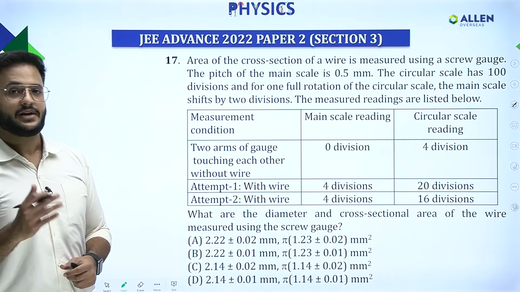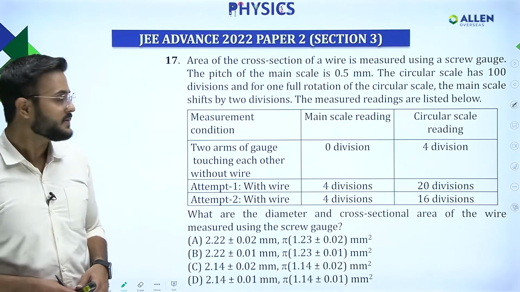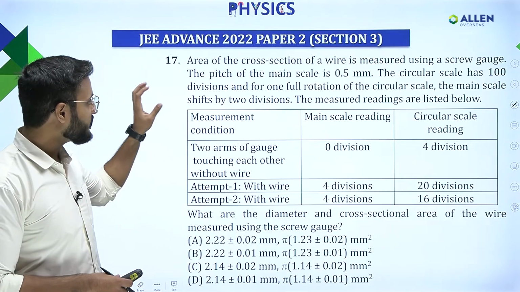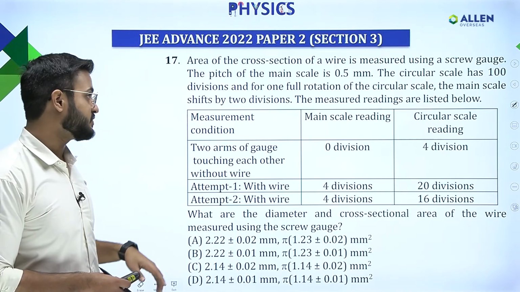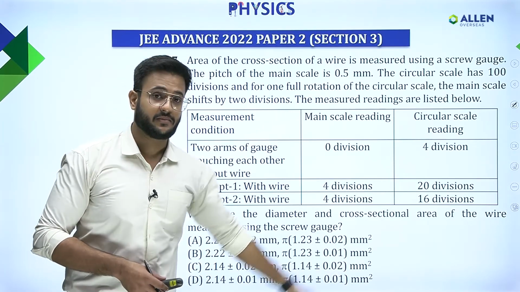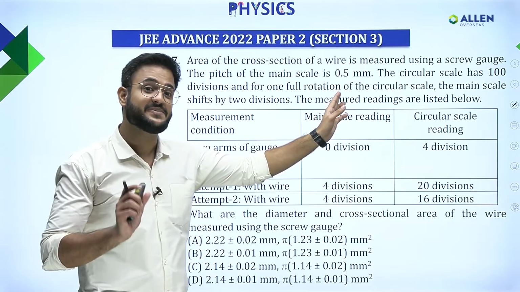Thank you. Now let us have a look at question number 17. I hope you all have done this question. This question is basically based on screw gauge. The area of the cross section of a wire is measured using a screw gauge. The pitch of the main scale is given as 0.5 mm. So this 0.5 mm is what? This is the main scale reading. One MSD is basically given to us.